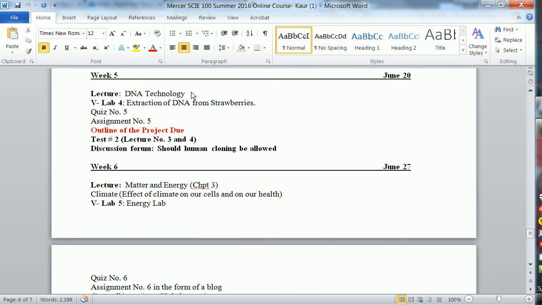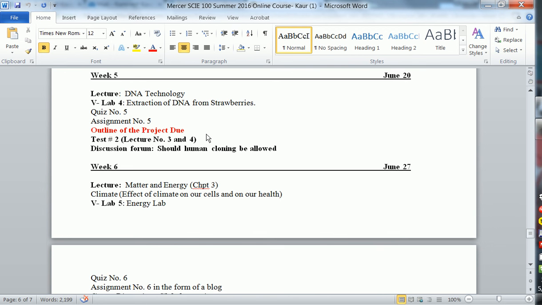In this week the lab will be about extraction of DNA from strawberries. So again, there will be a virtual lab. You have to do that lab and submit in the lab Dropbox. There will be a quiz, there will be an assignment. Again, you can write the assignment on any topic, because we will be talking about gene cloning, animal cloning, and application of DNA technology in forensics. You can choose any topic you want out of these, but you have to write again the applications in your daily life.